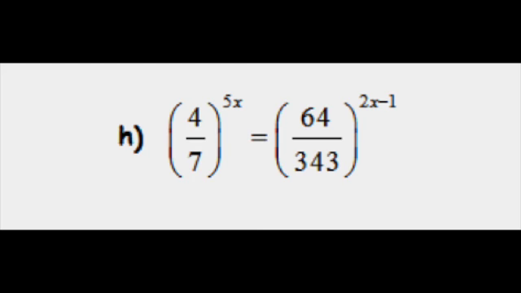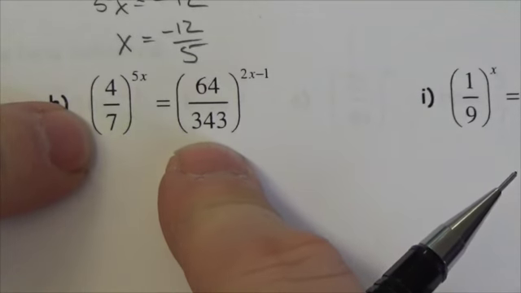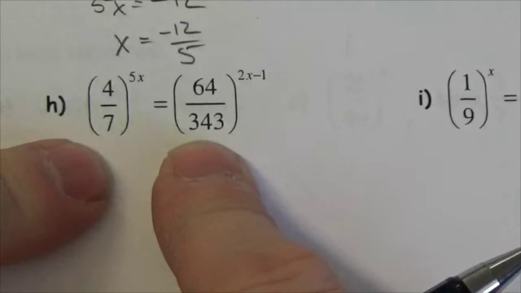4/7 to the 5x equals 64 over 343 to the 2x minus 1. Okay, now in this question here, the difficulty level is increased a little bit just because we're throwing fractional bases in there. But that's it. That's all that has happened here, are the fractional bases.